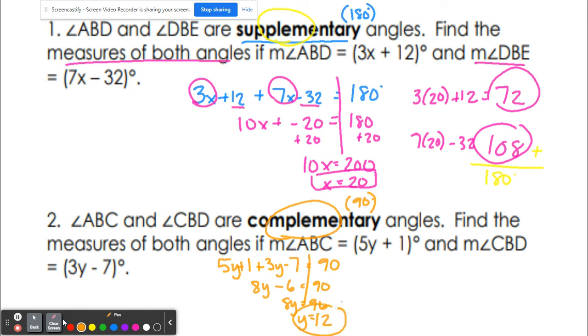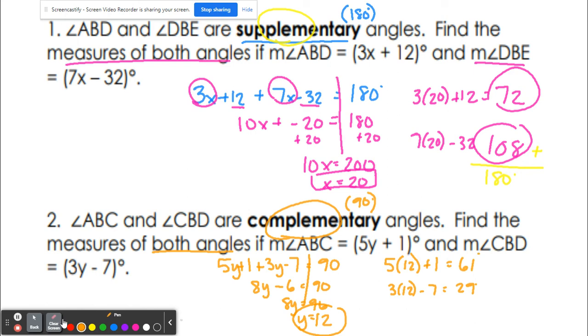Right? But the question asked for the measure of the angles. So now I'm going to take 12 and I'm going to plug it into the 5y plus 1. And I'm going to get 61. And then I'm going to take 3 times 12, which is 36, minus 7, which is going to be 29. So those are the two answers here.